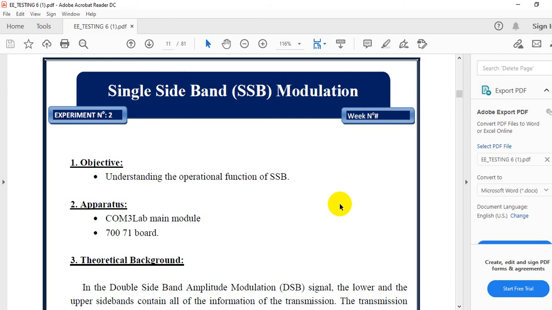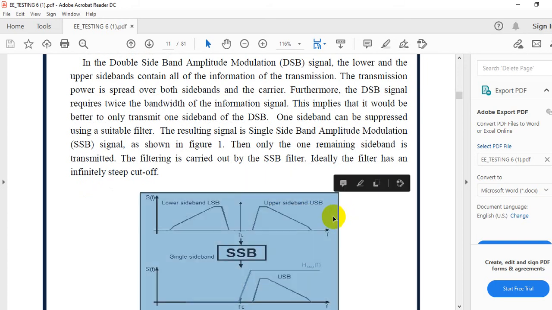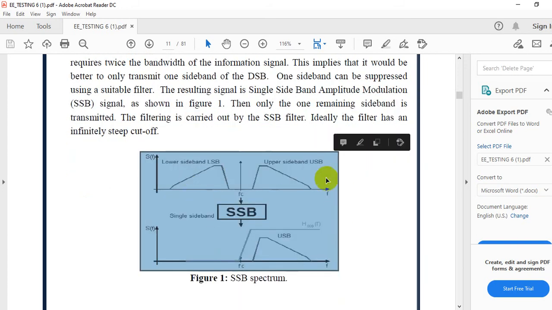So let us start the experiment. Before starting, let us have a clear idea about the double sideband. Here you can see this is the double sideband: upper sideband and lower sideband. Fc is the carrier frequency, and this is the upper sideband and this is the lower sideband.